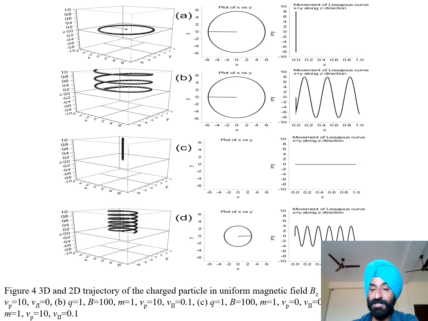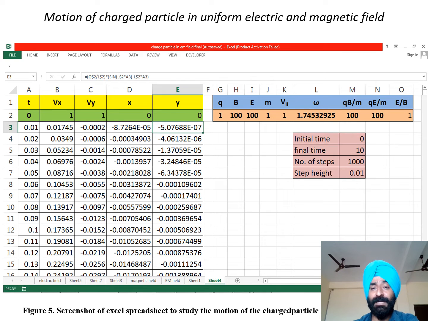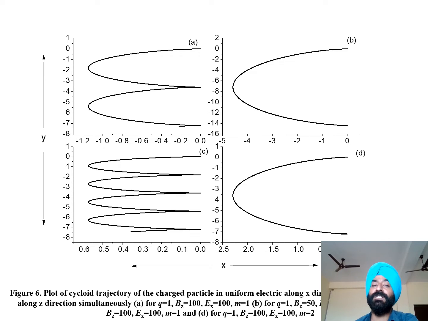of the charged particle. When both the electric and magnetic fields are there, we find that the charged particle moves in a cycloid curve. And you can easily organize your sheet and we find out the cycloid curve of the charged particle.